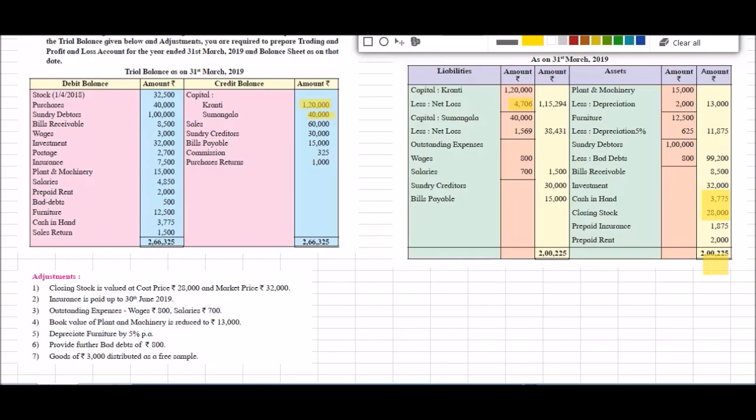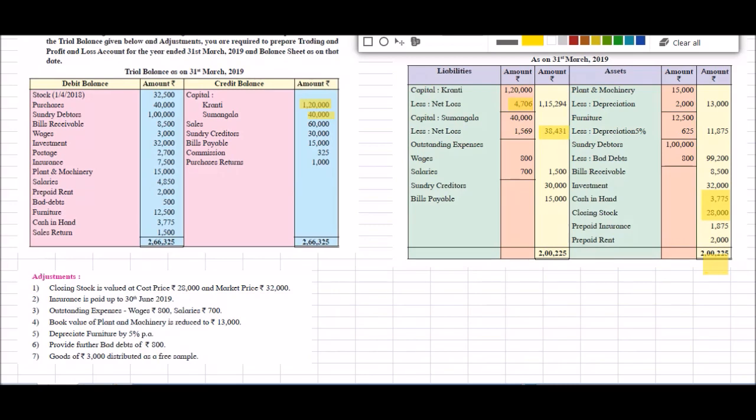Then Sumangla's is 40,000 rupees. So 40,000 rupees, and her net loss is 1,569 rupees. So for her it is 38,431 rupees as the opening capital account.